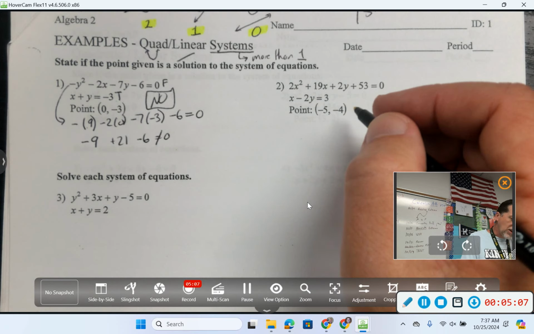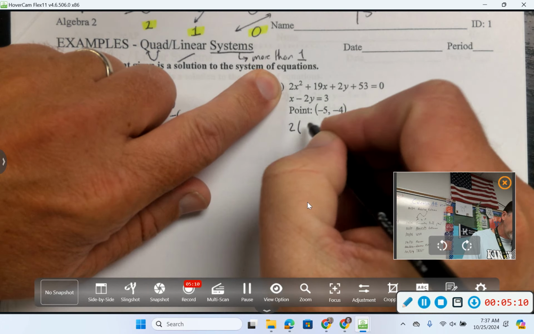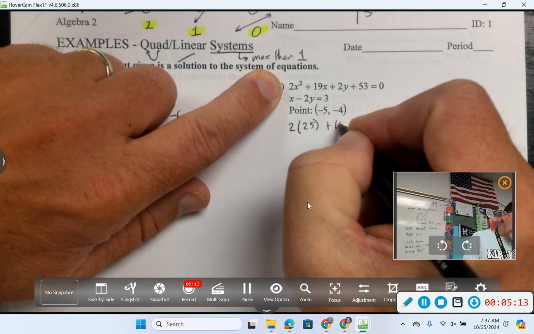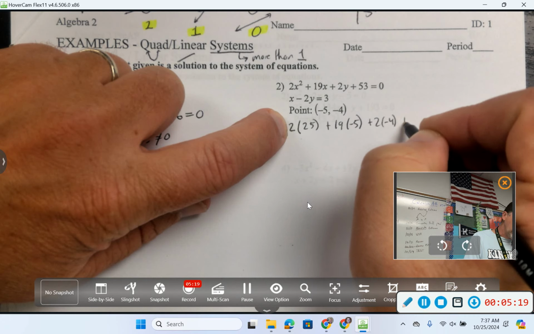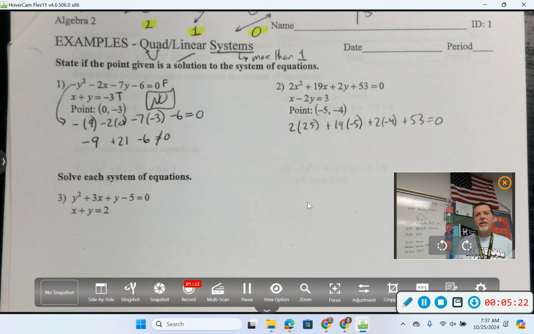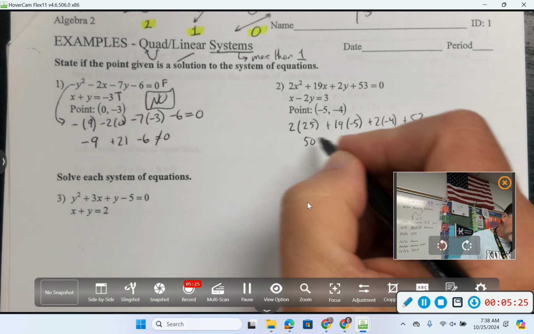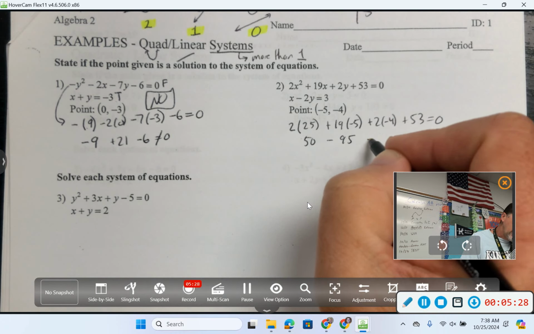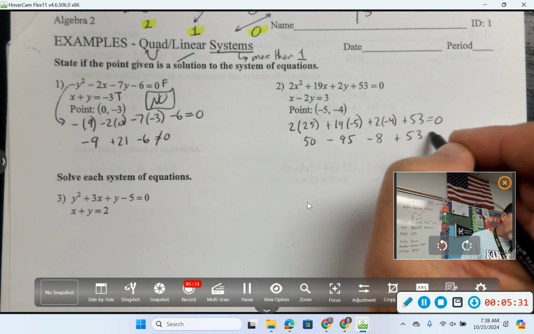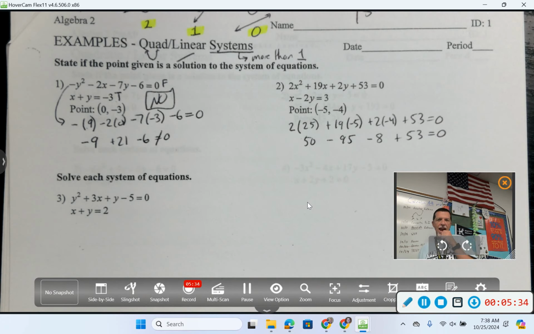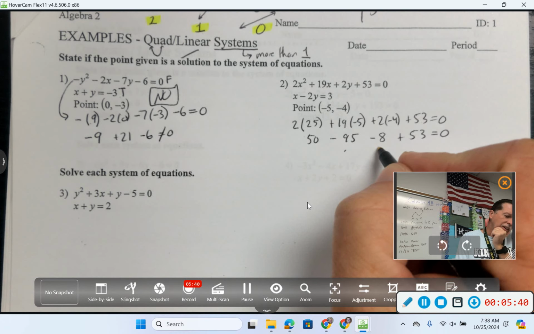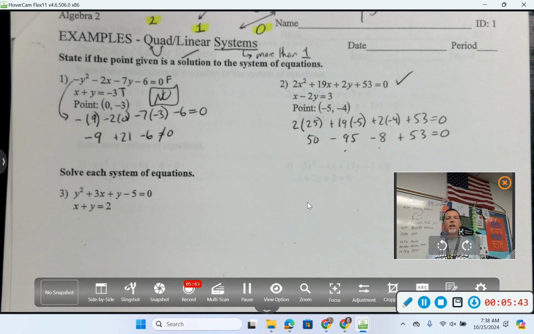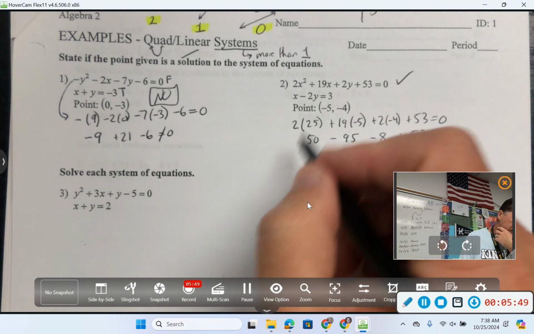Give an example of each. But let's see. So 2 times 25 plus 19 times negative 5. 2 times negative 4 plus 53. What are we doing here? 50 minus 95 minus 8 plus 53 equals 0. Yes, I think that does work. Negative 45 minus 8 is negative 53 plus 53. So that one works. The second one should be easier to check, but I've got to check it.